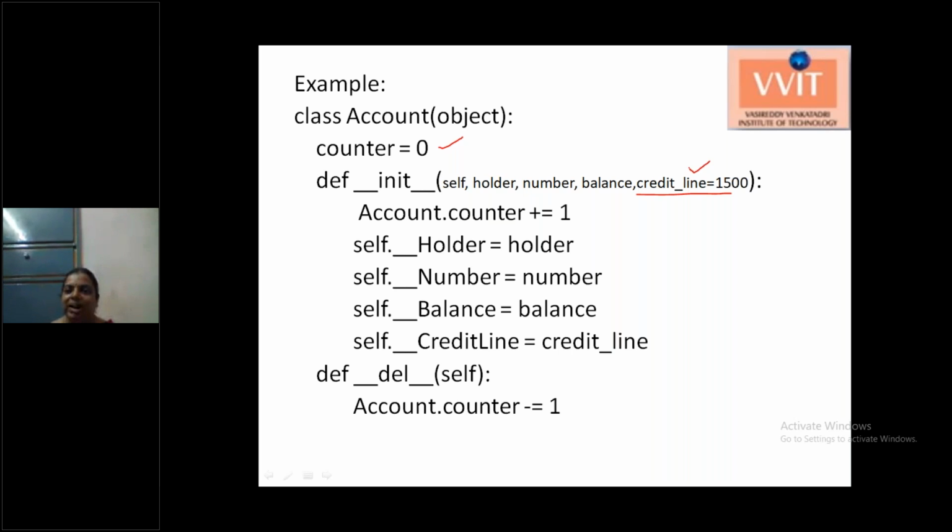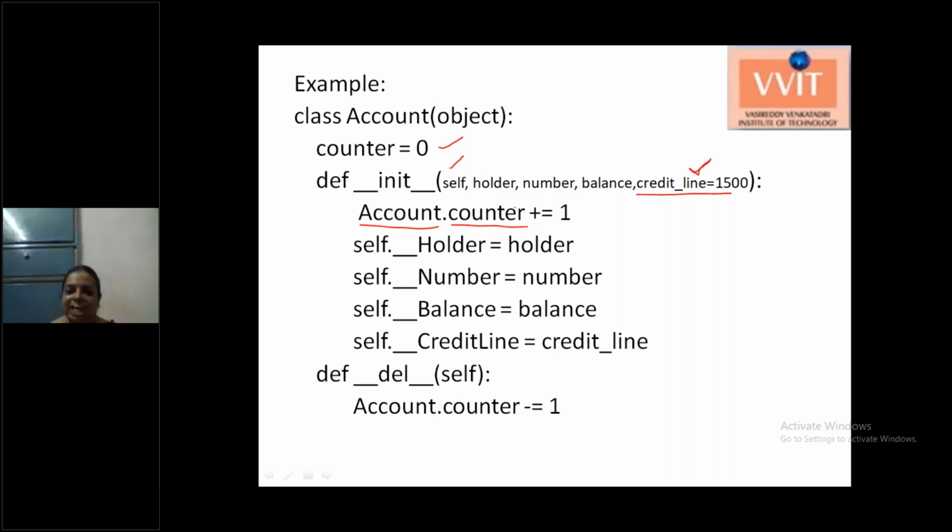The arguments which have default values in the declaration of the function are called default arguments. If you are not passing any value to these arguments, they will take this default value. I have 4 normal arguments and one self parameter. Now I am accessing these variables. Account.counter plus equals 1. Here I'm accessing the counter variable with the name of the class, not with the self parameter.